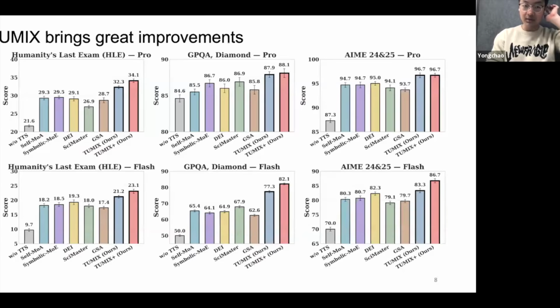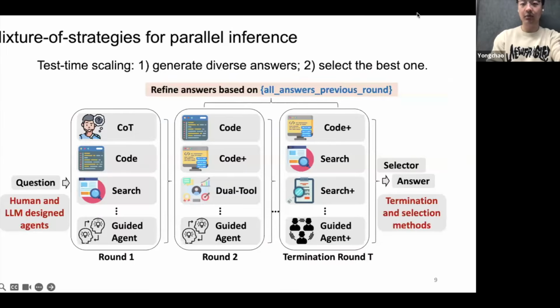And here is our performance. You'll see that on a very typical benchmark like HLE, Humanity's Last Exam, our TUMIX framework can lift Gemini 2.5 Pro's performance from 21.6 to about 34, and also on GPQA and AIME. So here comes our framework.